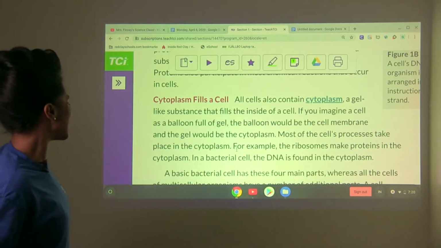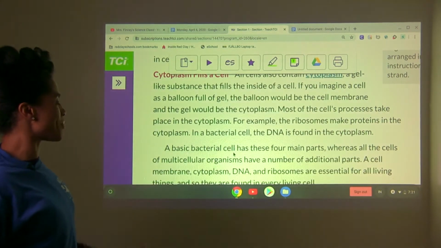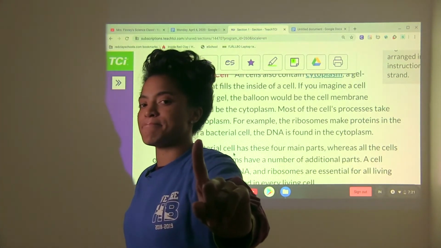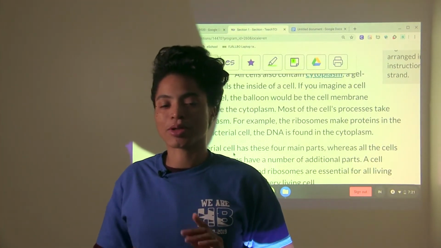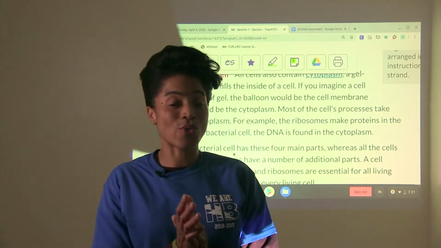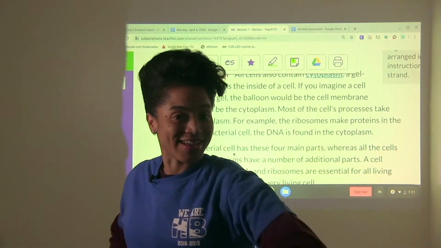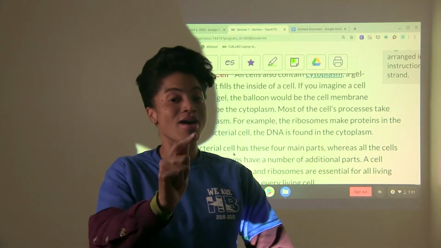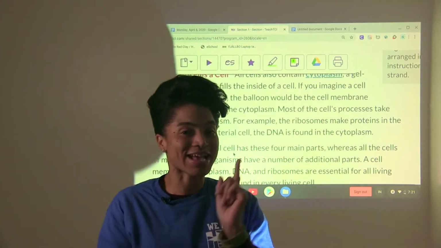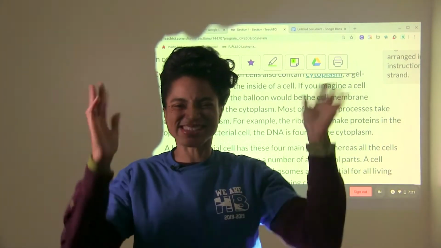Okay? So, a basic bacterial cell has these 4 main parts. All right, what are those 4 main parts? Name them. What was the first one we talked about? Cell membrane. What was the second one? DNA. What was the third one? Ribosomes. What was the last one? Cytoplasm. You are so good.